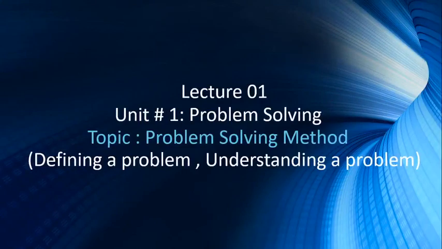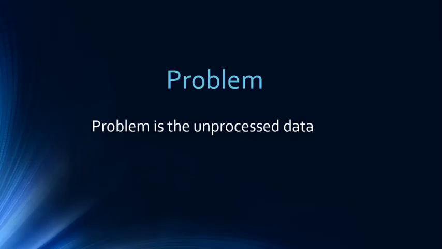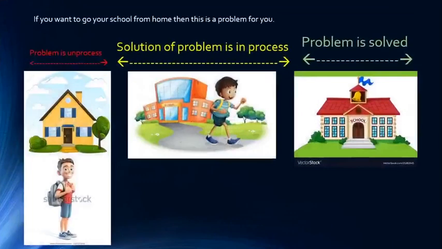But the discussion of problem solving is very important. But before the discussion of problem solving, let's discuss about problem. Problem is an unprocessed data. For example, if you want to go to your school, then this is a problem for you. In this time, the problem is unprocessed. Now there are many solutions of your problem. Means you may go with your father or driver, or you may go with your friend, or also you can use your own bicycle. You can go by using any mode. Then from your home to your school, the problem is in process.